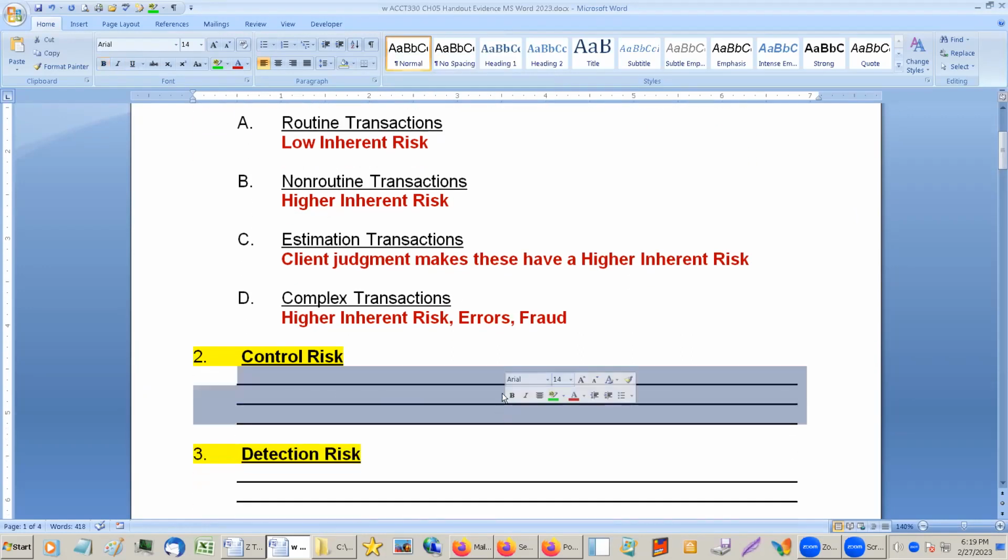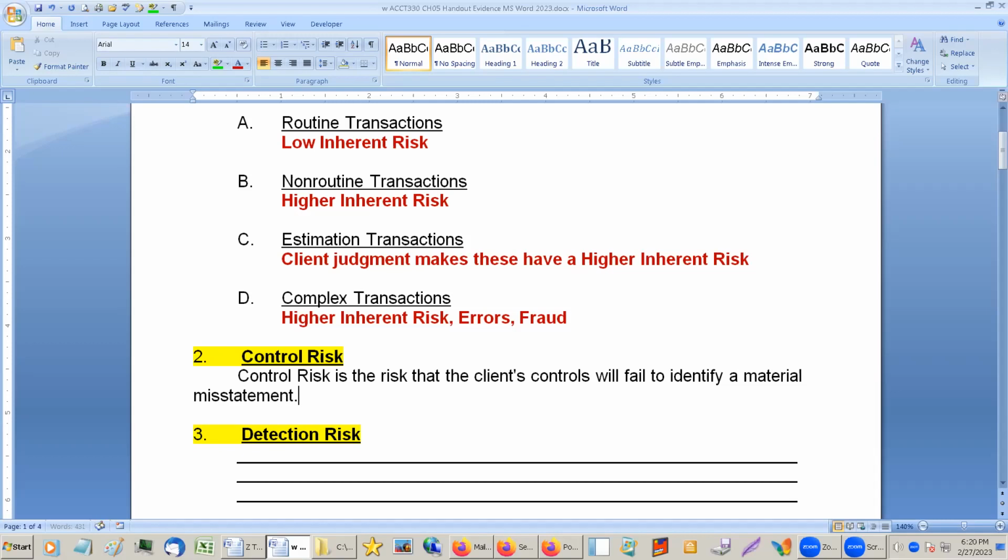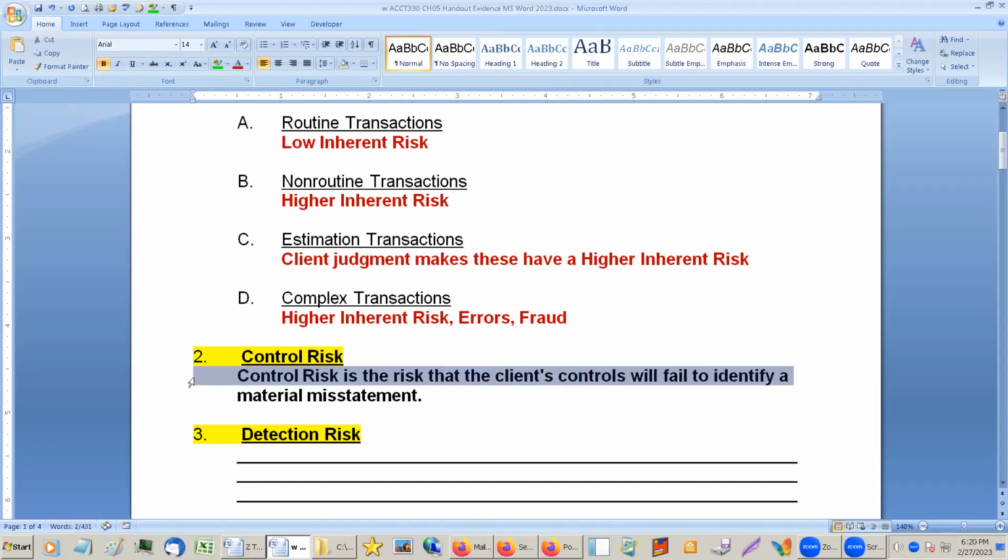Control risk. Control risk is the risk that the client's controls will fail to identify a material misstatement. So in other words, let me make that.